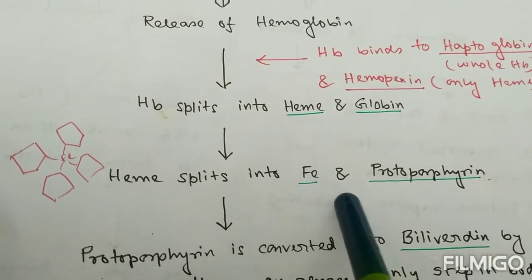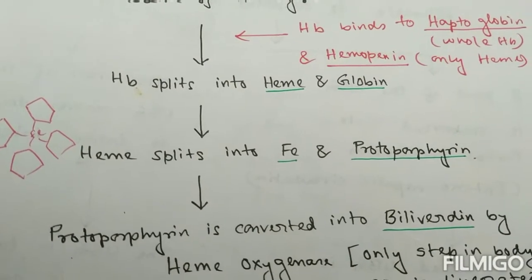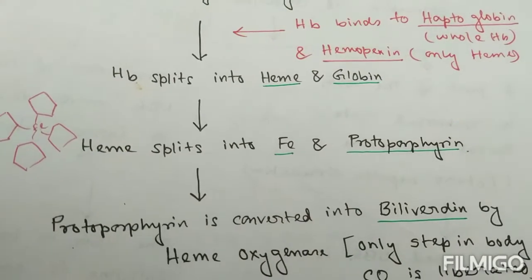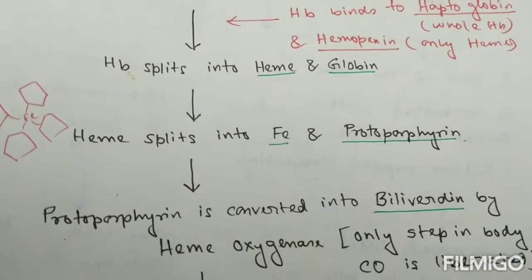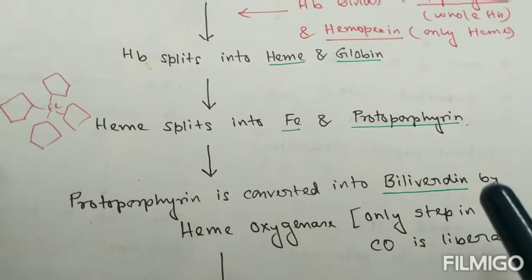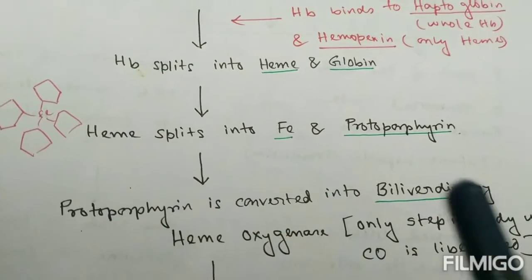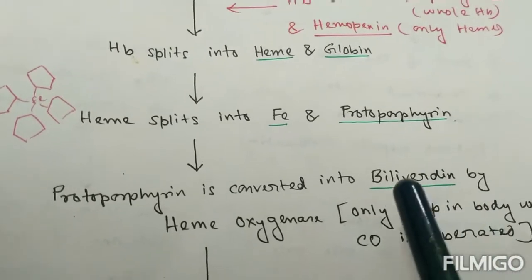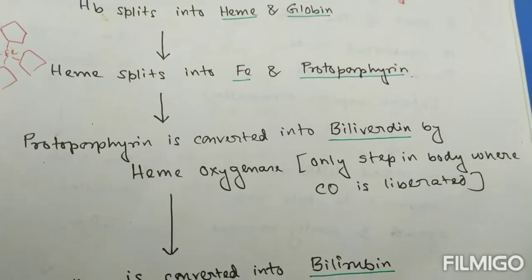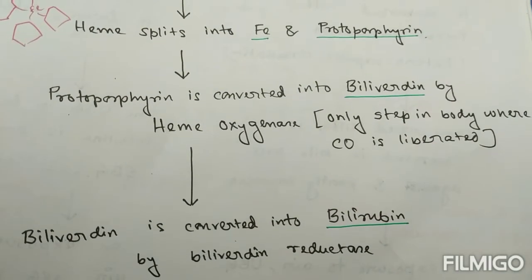This iron will now go to the tissue, be transported by transferrin, and be stored as ferritin. And the protoporphyrin is converted into biliverdin. This protoporphyrin is a ring structure, so it will be converted into a linear structure by heme oxygenase. And this is the only step in the body where carbon monoxide is liberated.